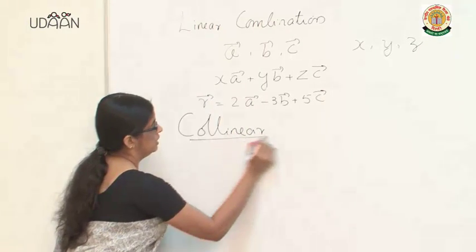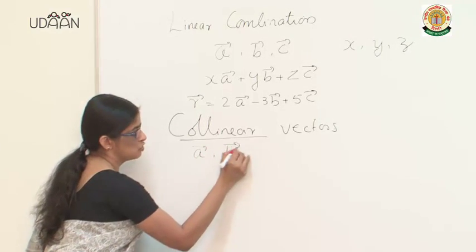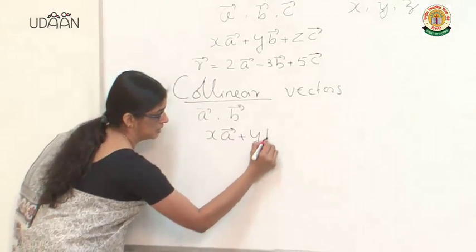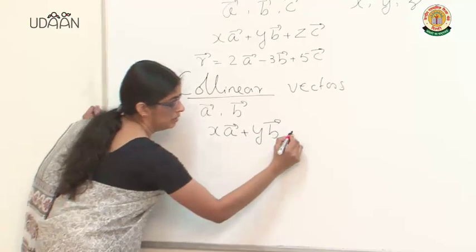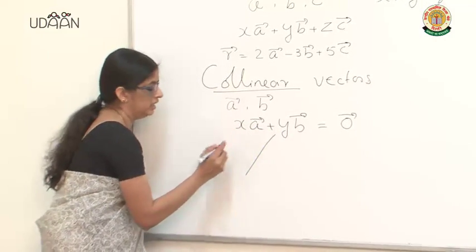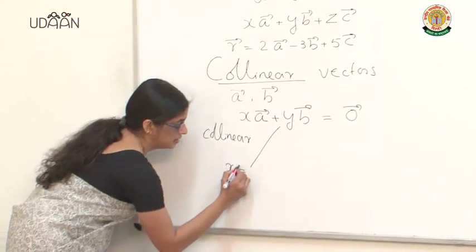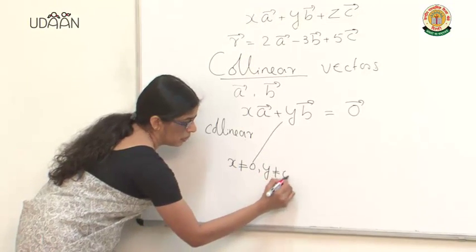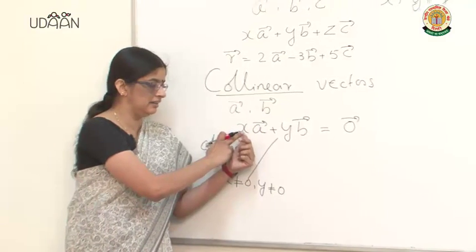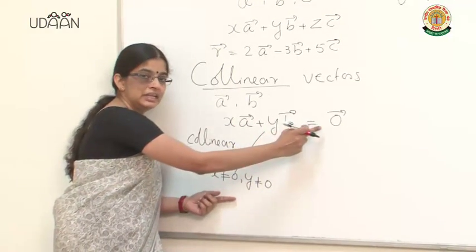Collinearity. Collinear vectors. Two vectors A and B are said to be collinear. Listen here. You are given a linear combination of vectors A and B, xa plus yb equal to 0. We say vectors A and B are collinear if these scalars x and y are non-zero. That is, two vectors A and B are said to be collinear if there exist scalars x and y, not both 0, such that xa plus yb is a null vector.